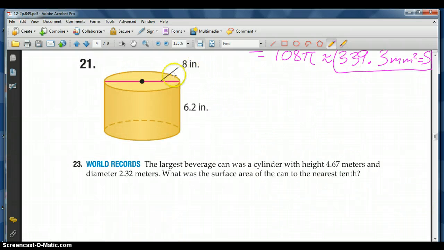For number 21, we're given the diameter. So right off the bat, let's just go ahead and state the radius. That would be half of it, or 4 inches. And we're given the height of the cylinder. So my lateral area of a cylinder is circumference, or 2 pi r, times the height.